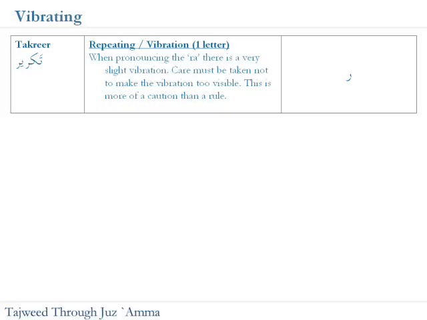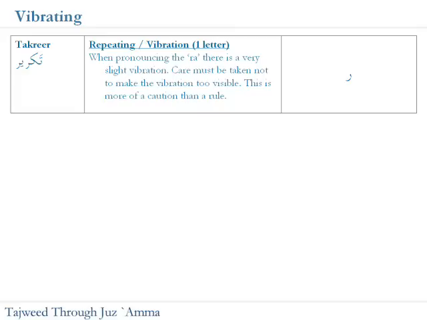The vibration, or the takrir, is when pronouncing the ra, there is a very slight vibration, which is valid and correct. Care must be taken not to make the vibration too visible. This is more of a caution than a rule. So what they're talking about here, for instance, if we say ar-rah, as in ar-rahman, there's a very slight vibration when the tip of the tongue touches the roof of the mouth, and we're going to have a separate lesson on the ra, the heavy and the light ra, because they're actually quite difficult to master.